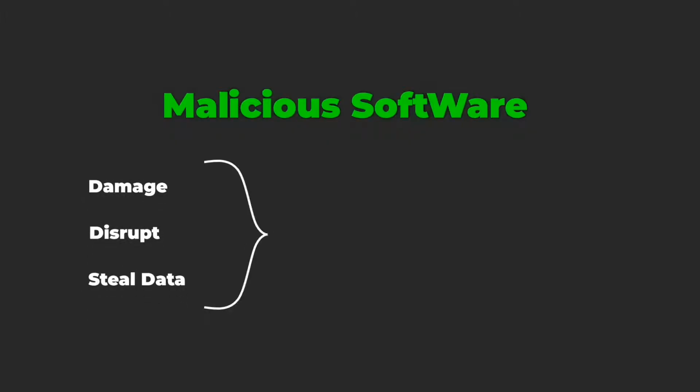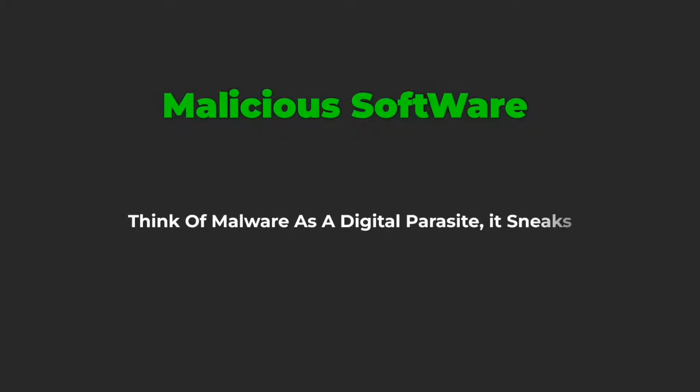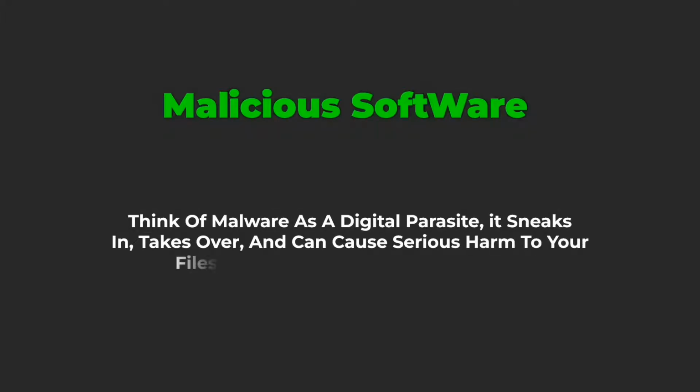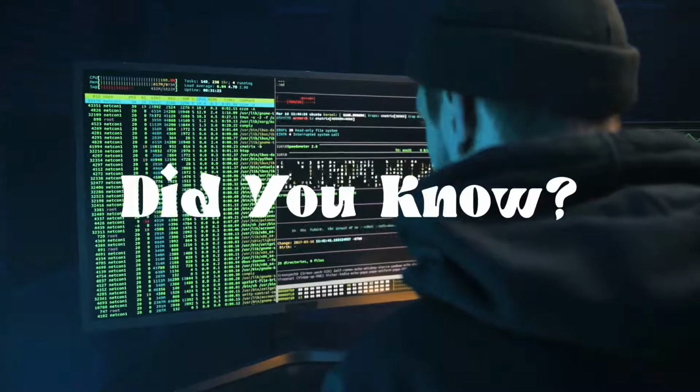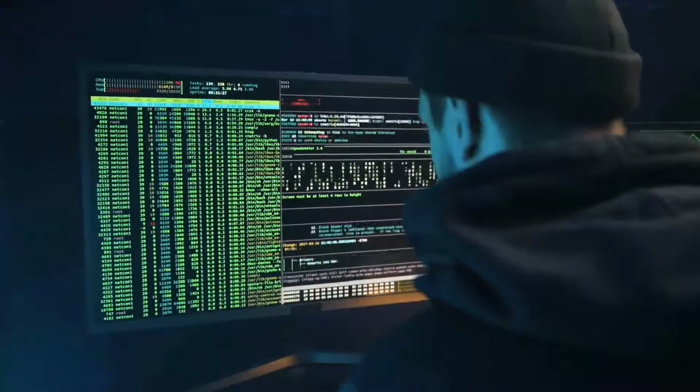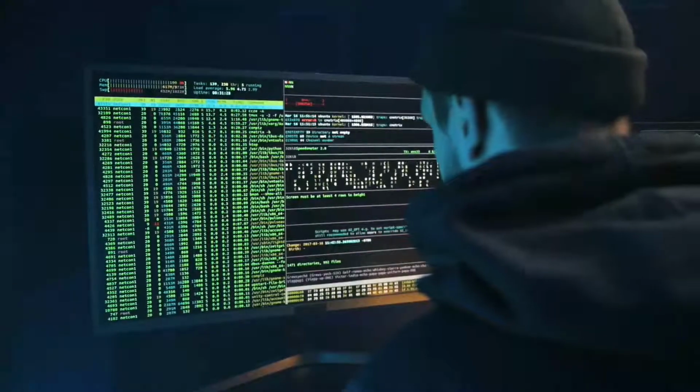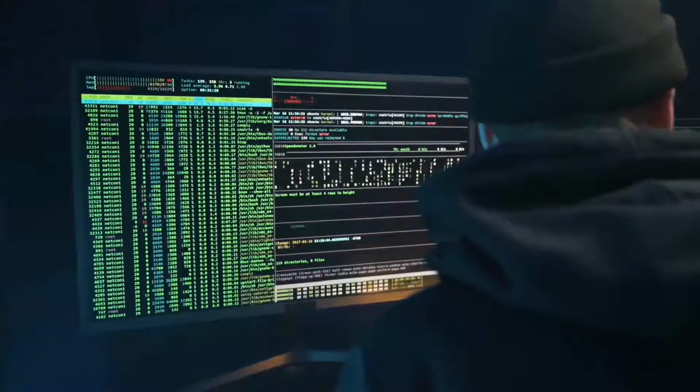So what exactly is malware? Malware stands for malicious software, and as the name suggests, it is designed to damage, disrupt, or steal data from your device. Think of malware as a digital parasite. It sneaks in, takes over, and can cause serious harm to your files, privacy, and even your finances. Did you know? Some malware can stay hidden for months, silently stealing your data without triggering any alarms.